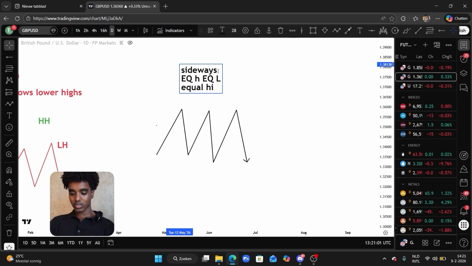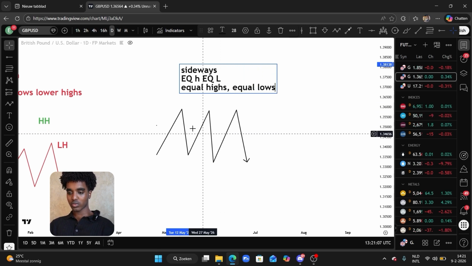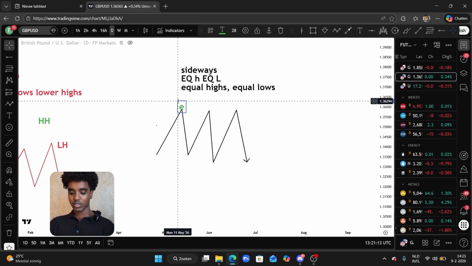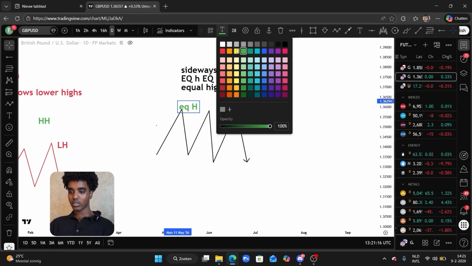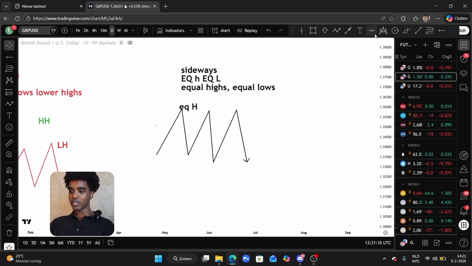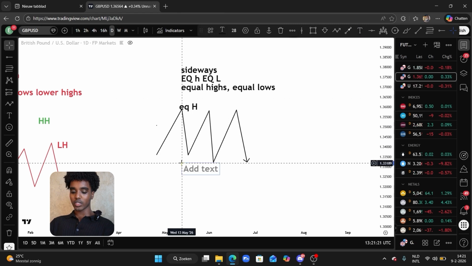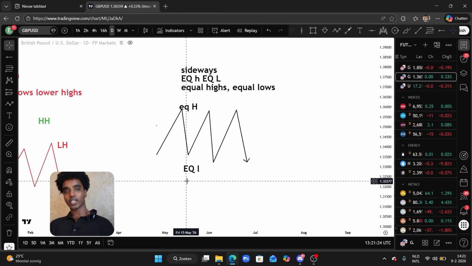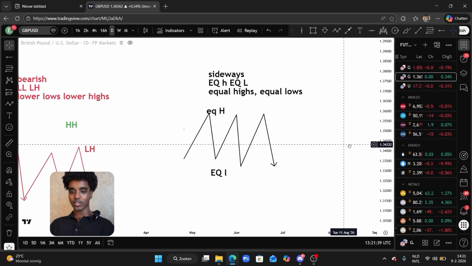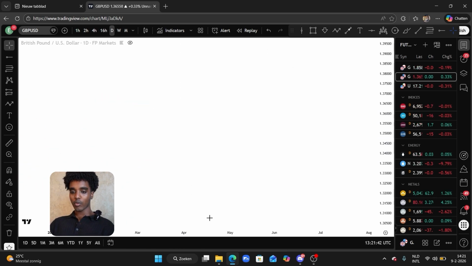So equal highs and equal lows. And then this point here would become the equal high, and then this here becomes the equal low, right? And we never want to trade a sideways market. You want to stay away from sideways action. You only want to trade trends in the market to capitalize on the trend, just like surfing with the waves, right? So let's look at the charts to give you an example from the chart itself.